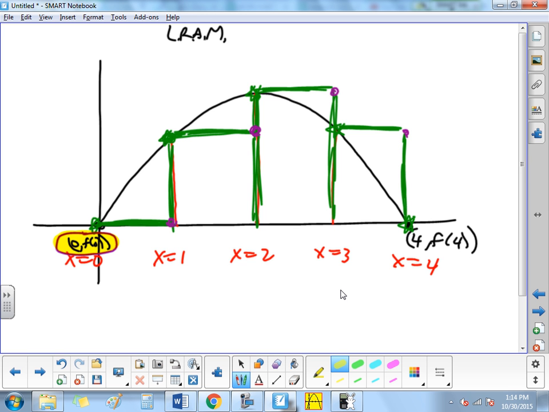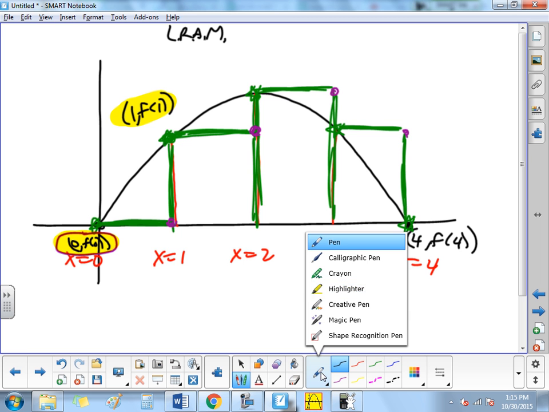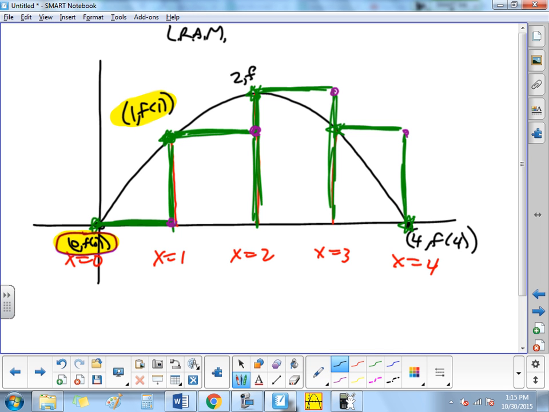The second point on this graph, this second green one up here, is the point 1, f of 1, which turns out to be the point 1, 3, but I don't really care right now, because I want to keep things general. So this point is also very important. And then this point here is 2, f of 2, and this is the point 3, f of 3 right here. And we already labeled the last point, 4, f of 4.